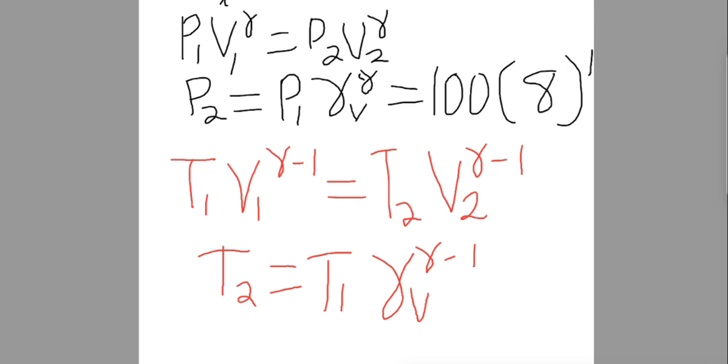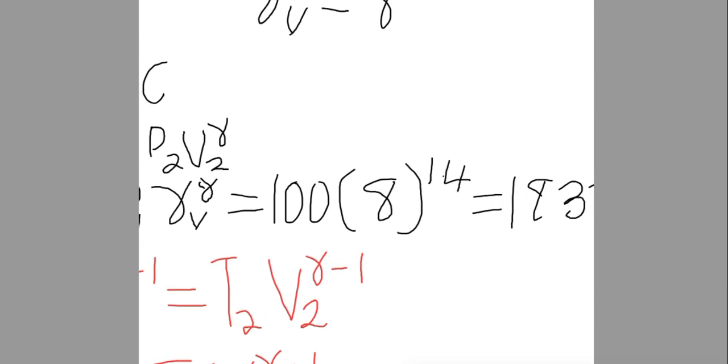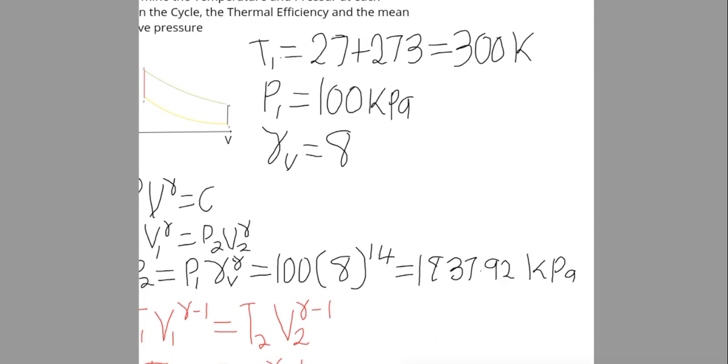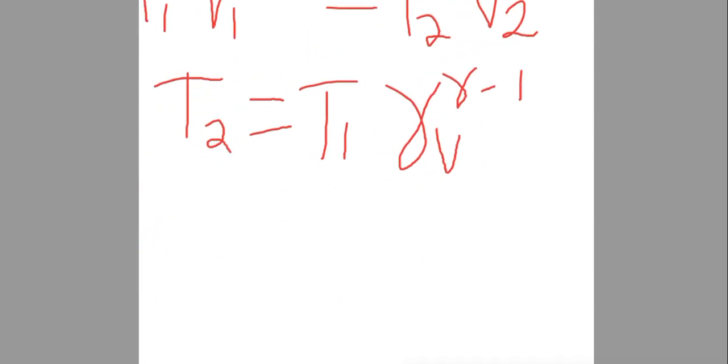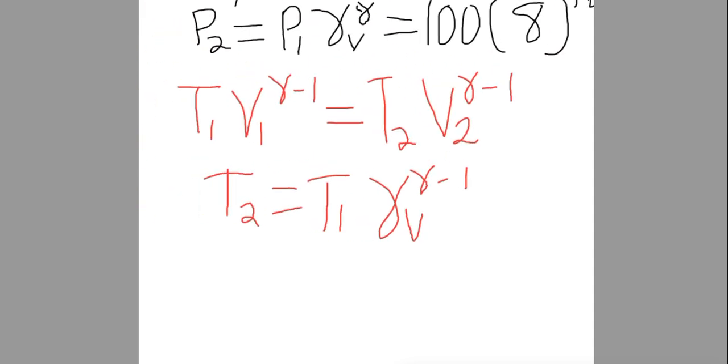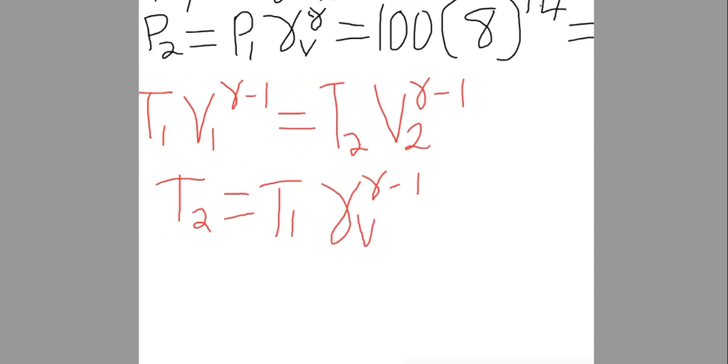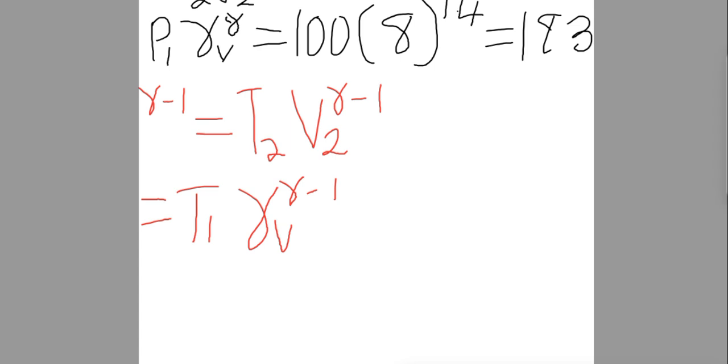So now that is it for that. We know our values from the question here: our T1 is equal to 300 Kelvin and our compression ratio is equal to 8. So we can just come back to our question here and input the values. Since T2 is equal to T1 times this, what is our T1? 300 Kelvin, so we write 300 Kelvin in brackets.